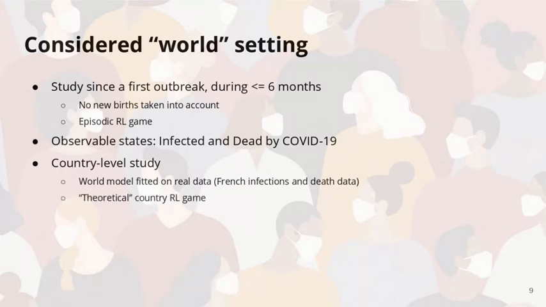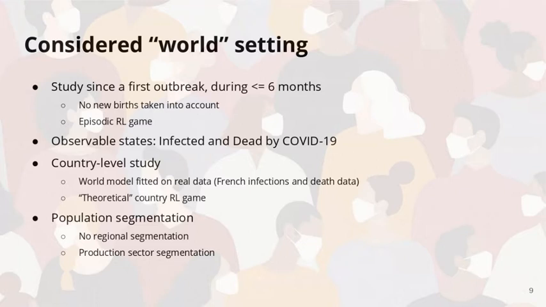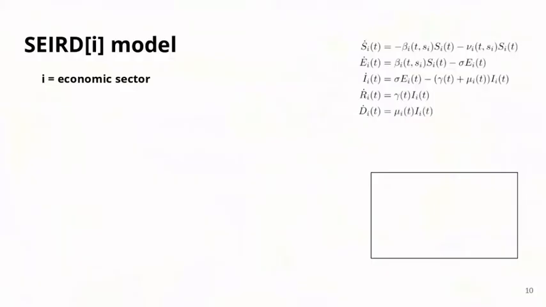And we feed the model on real data, and then we can play a theoretical game in these countries. Another important aspect is that the population is not segmented by region or geographical segmentation, but by economic sectors. Why? Because during this pandemic we have also observed that people didn't change jobs that much. Either they went to work or not, but there wasn't a massive change in the production sectors of a country.